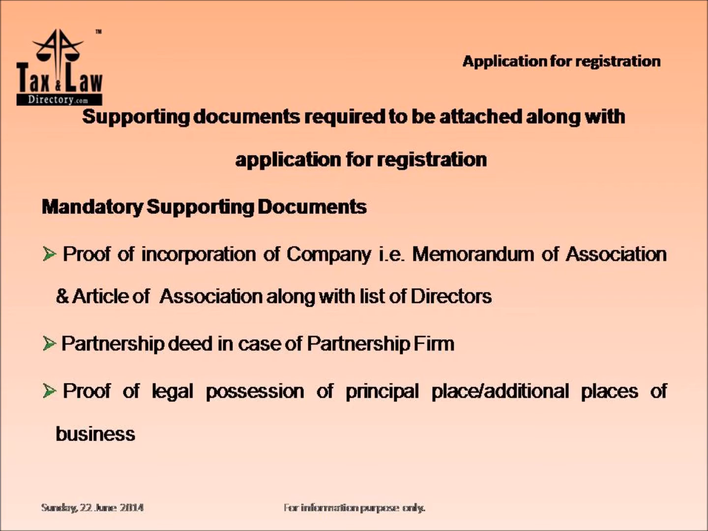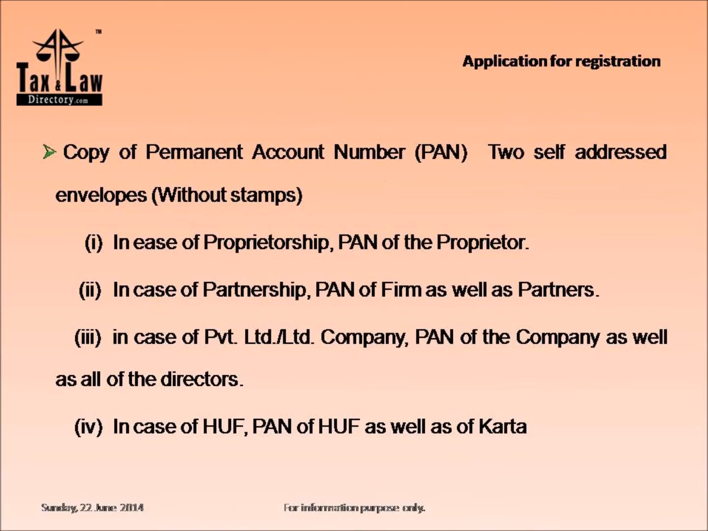Supporting documents required to be attached along with application for registration. Mandatory supporting documents: proof of incorporation of company, memorandum of association, article of association along with list of directors, partnership deed in case of partnership firm, proof of legal possession of principal place or additional places of business. Copy of permanent account number, 2 self-addressed envelopes without stamps.